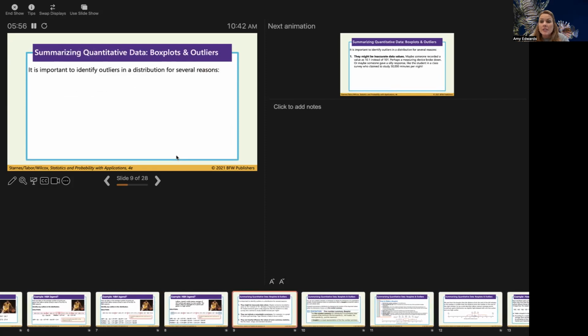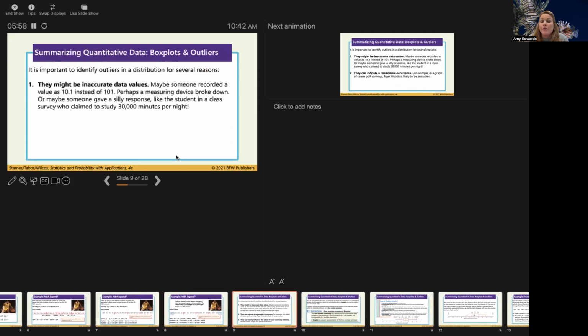Now, we want to identify outliers for many reasons. We talked in the past 2 days about how the mean and standard deviation are affected by outliers, but IQR and median is not. So there could be several reasons it's an outlier. What if somebody just wrote it down wrong? What if instead of 30, we accidentally put a 3? Have you ever written a number down wrong? Yeah, people do it all the time.